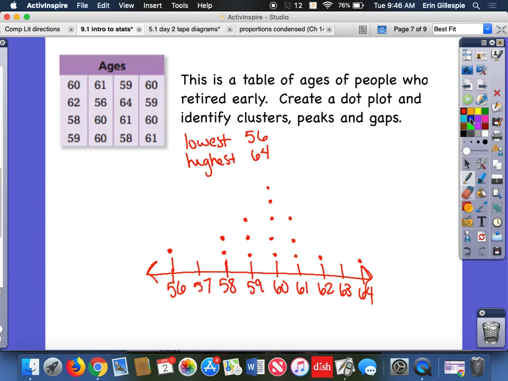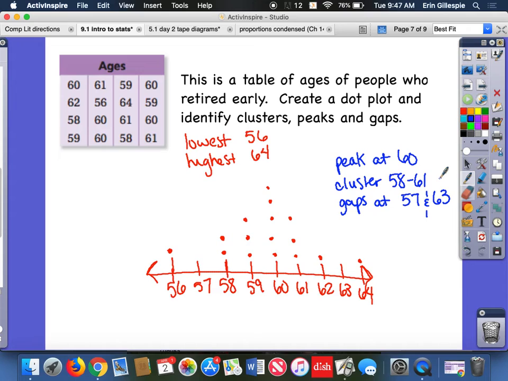So in terms of listing off your peaks, your clusters, and your gaps, you've got one peak at 60. You have a cluster from 58 to 61. And you've got small little gaps, I would just say at, because there's not like a range this time, at 57 and 63. Okay, so no people retired at those particular ages.